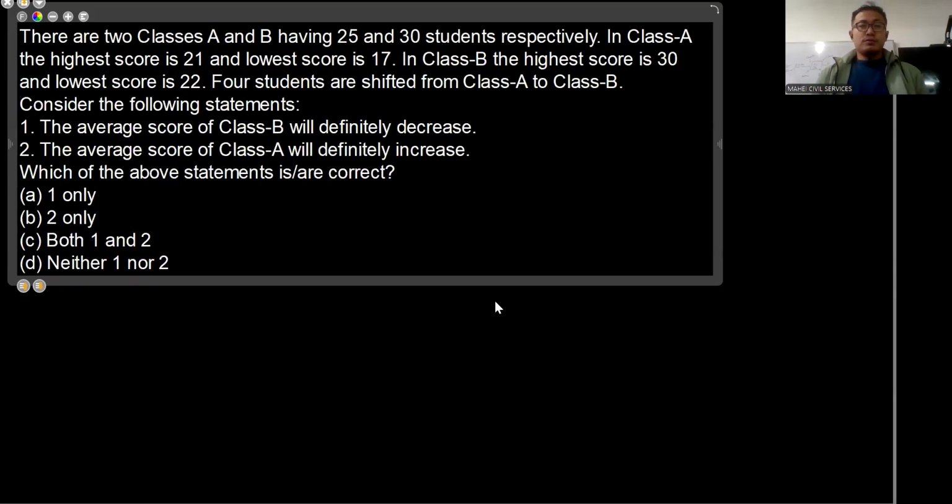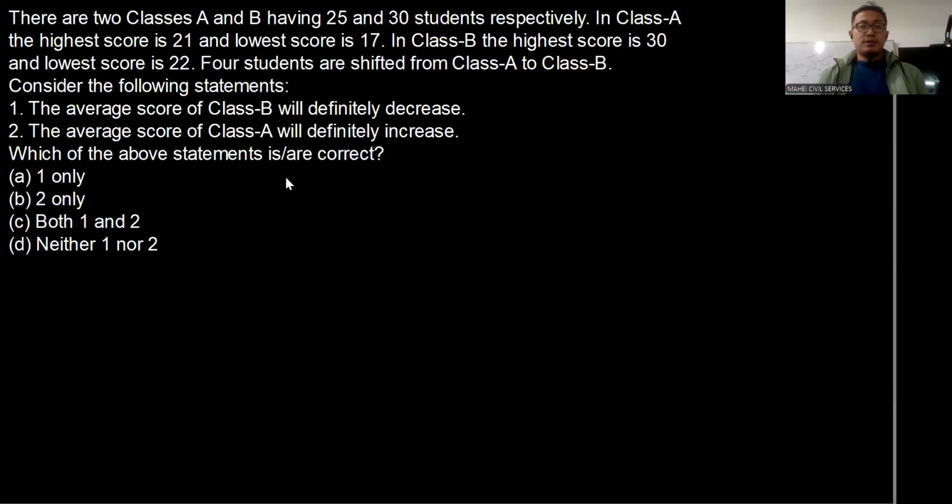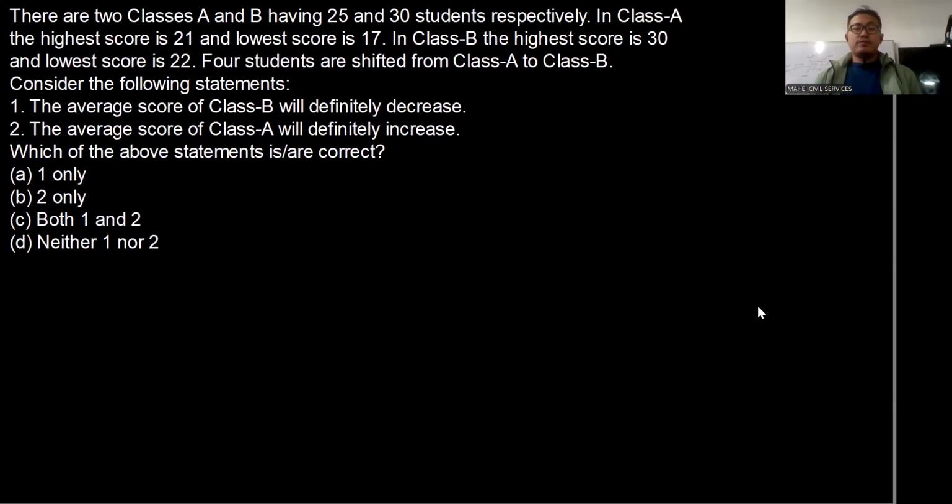Okay, so there are two classes A and B having 25 and 30 students respectively. In class A, the highest score is 21 and lowest score is 17. In class B, the highest score is 30 and lowest score is 22. 4 students are shifted from class A to class B. Consider the following statements. The average score of class B will definitely decrease. The average score of class A will definitely increase. So which one of the above statements is or are correct?